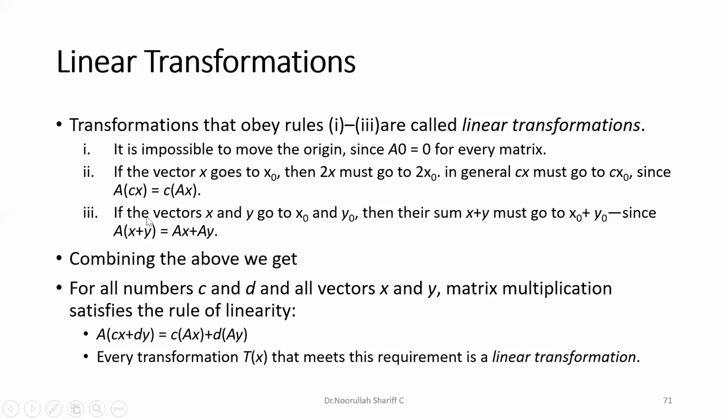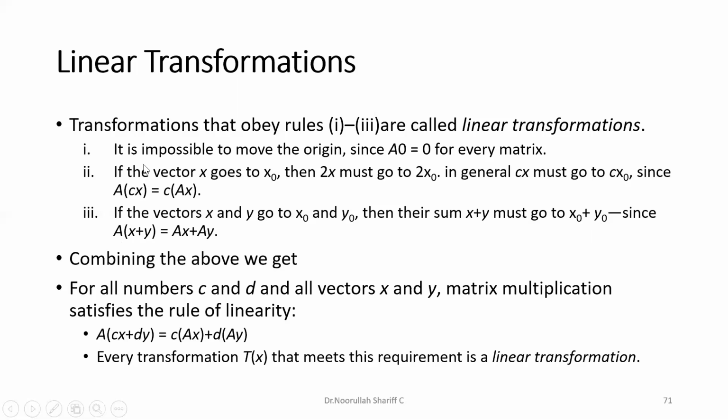The third one is, if we have two vectors x and y, and they go to x naught and y naught, then their sum x plus y must go to x naught plus y naught. And that is because of the summation property. This is the multiplication by a constant property, and this is the summation or addition property, A into x plus y is equal to Ax plus Ay.